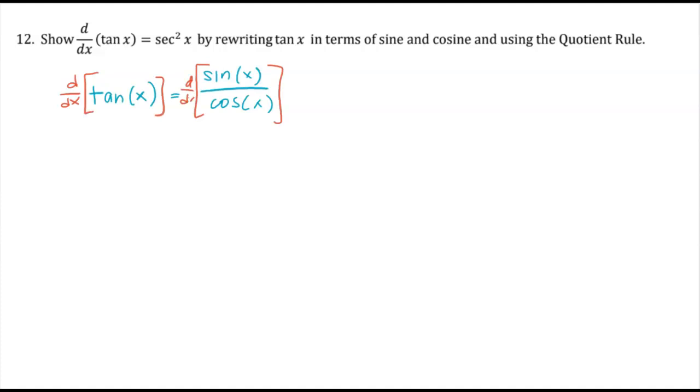All right, so we've done step one. It said go ahead and rewrite tan in terms of sine and cosine. Boom. And now we're doing step number two, quotient rule. Recognize that we have a quotient when we're talking about sine and cosine. So let's go forward with that information.